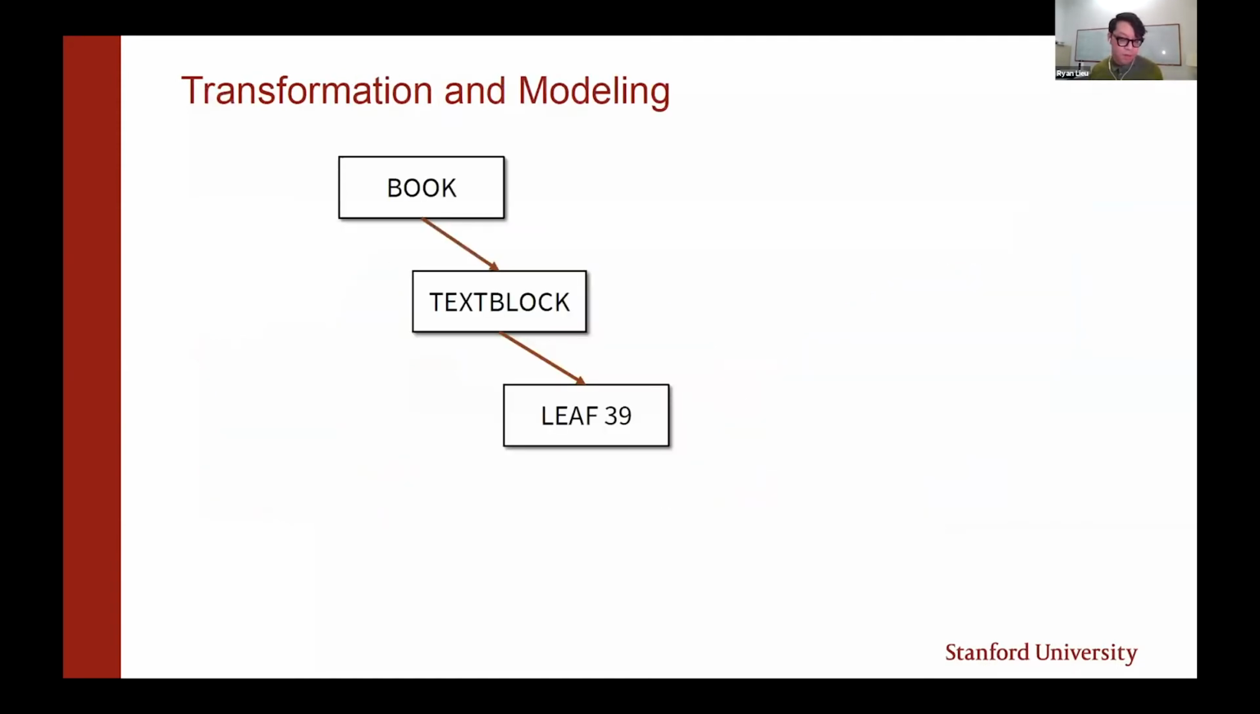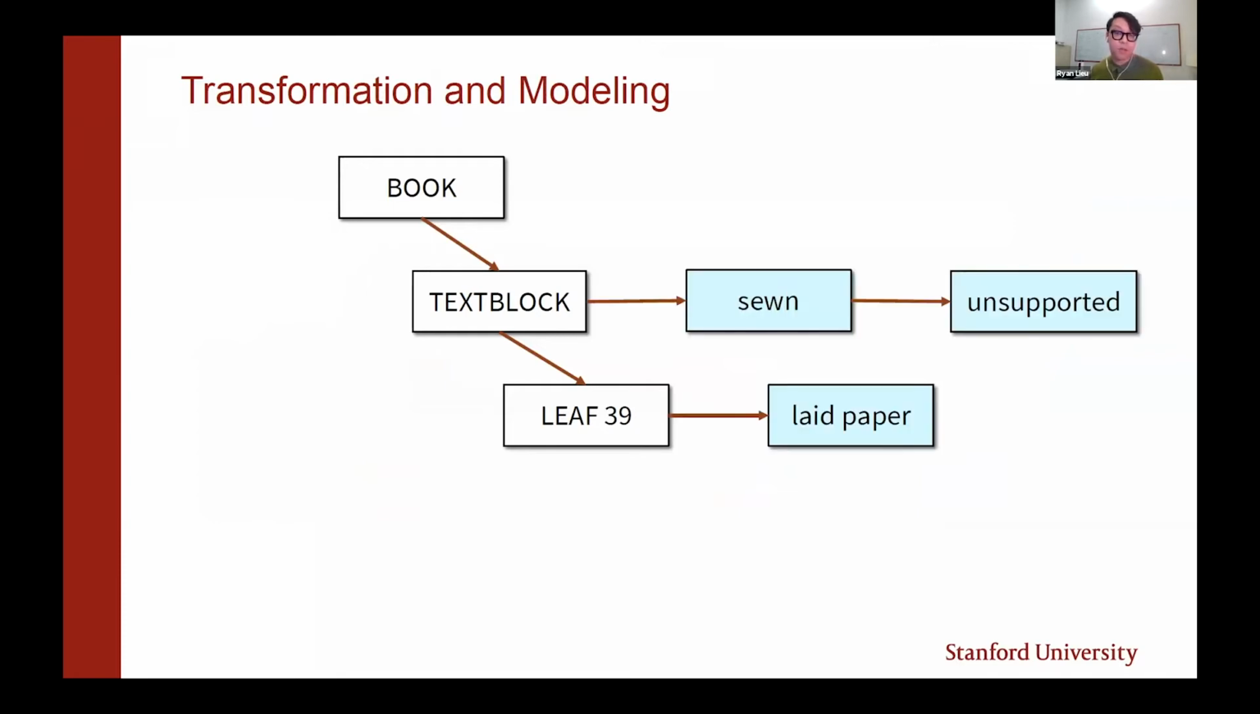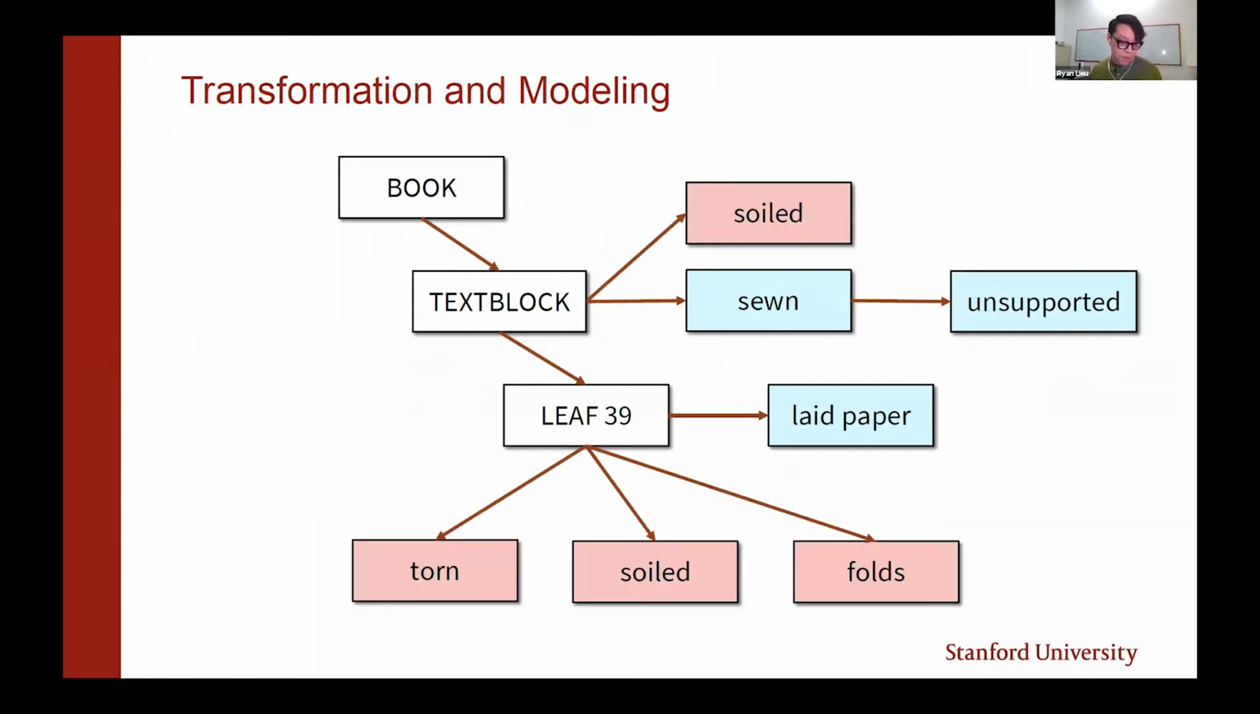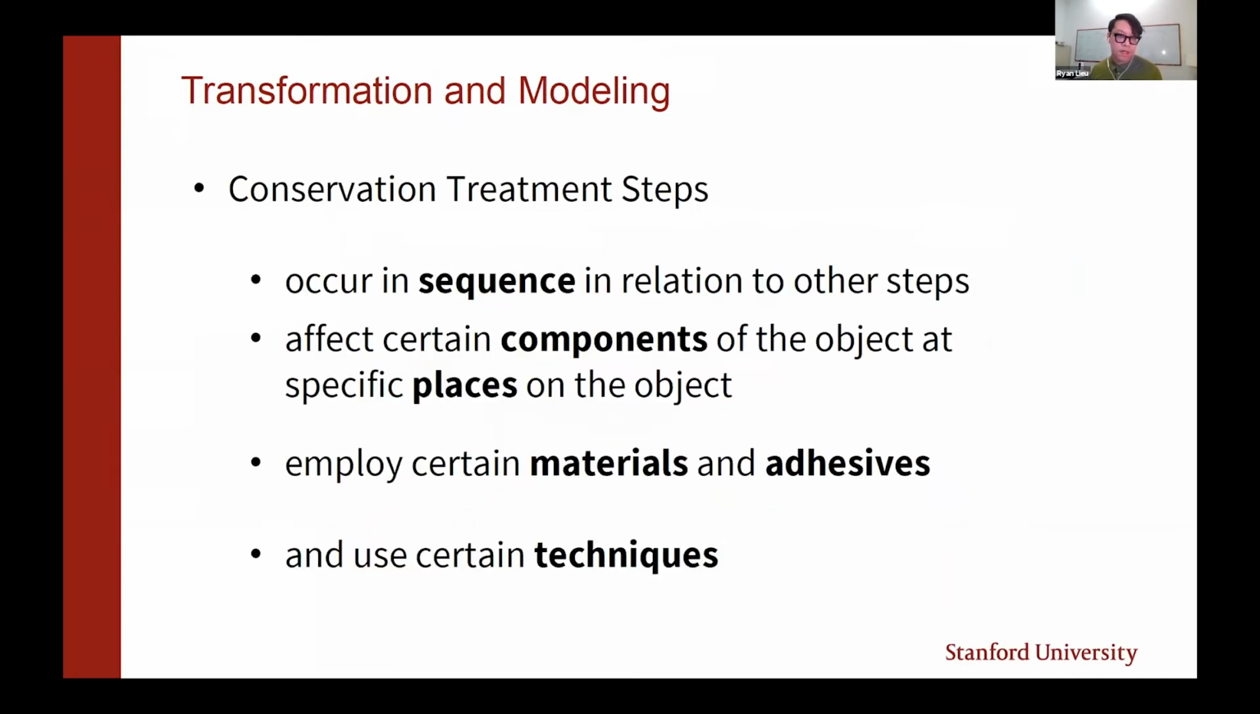This meant thinking about the book as a hierarchy of components that have typical attributes that we identify and noted damage. And then also abstracting treatment into steps that occur in sequence, affecting certain components at specific places on the object while employing materials, adhesives, and techniques that we need to make note of.